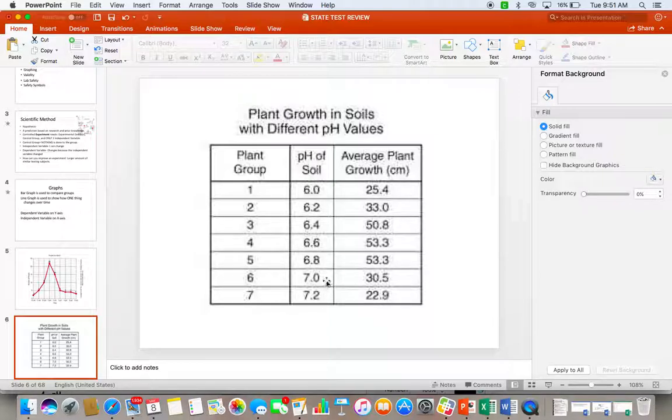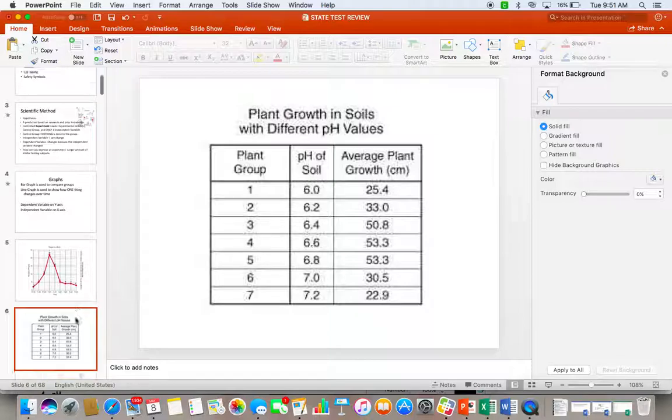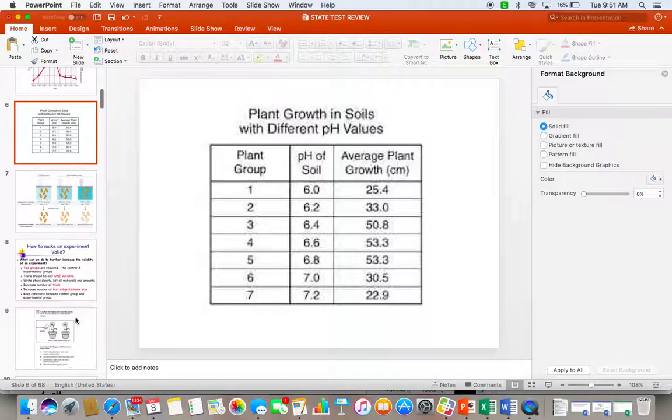Now remember, 7 is a neutral pH, and everything that's below 7 is going to be an acid, and everything that's above 7 is going to be a base. And of course, the further away you get from 7, that would be a stronger acid or stronger base. And we'll talk about that more in just a minute.